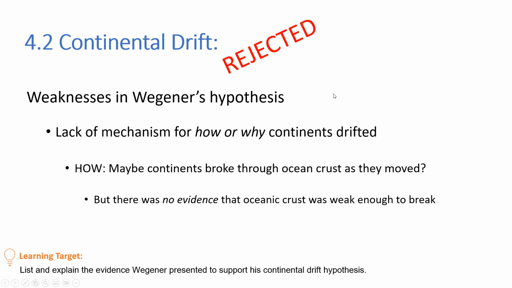Ultimately, Alfred Wegener's hypothesis was rejected. There was not enough evidence in order to turn his hypothesis of continental drift into a theory. And the main reason is because Wegener couldn't explain how or why the continents would move.